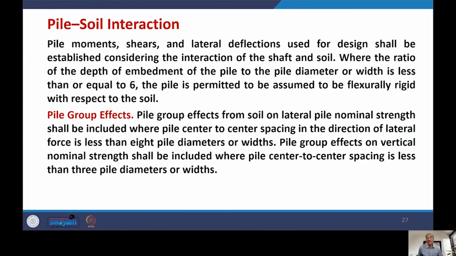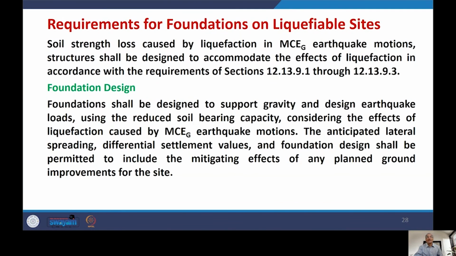Then pile group effects. Pile group effects from soil on lateral nominal strength shall be included where pile center-to-center spacing in the direction of lateral force is less than 8 pile diameters or widths. In that case, pile group effects on vertical nominal strength shall be included where pile center-to-center spacing is less than 3 times the pile diameter or width. Continue with this. Then there is a provision for requirements for foundations on liquefiable soils.